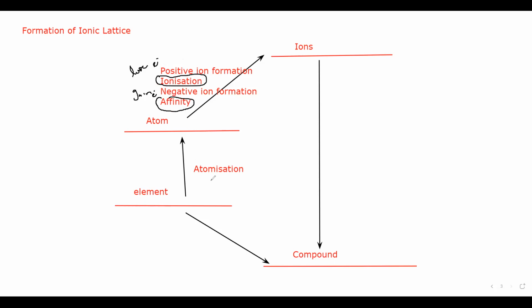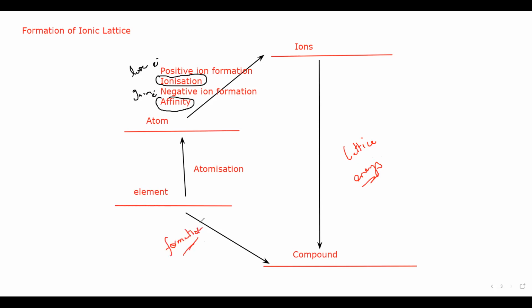So what happened? Elements turn into atoms, then atoms turn into ions. And how can atoms turn into ions? Atoms turn into a positive ion, that we call ionization, and if atoms turn into a negative ion, we call that affinity. And ions form a compound. When ions form a compound, we call that lattice energy. Or elements directly form a compound, and we call that formation of a compound.